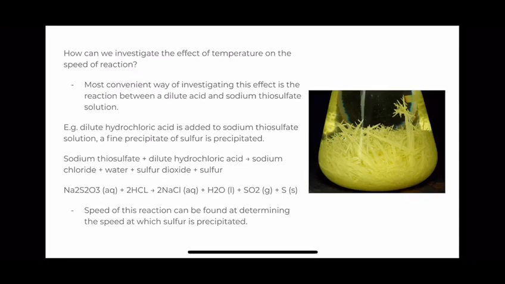The most convenient reaction for investigating the effect of temperature on the speed of reaction is the reaction between a dilute acid and sodium thiosulfate solution. When dilute hydrochloric acid is added to sodium thiosulfate solution, a fine precipitate of sulfur slowly forms, and the solution becomes cloudy. The speed of this reaction can be found by determining the speed at which sulfur is precipitated. To investigate the effect of temperature on the speed of this reaction, we record the time taken for the same amount of sulfur to precipitate at different temperatures. The shorter the time taken for sulfur to precipitate, the higher the speed of reaction.